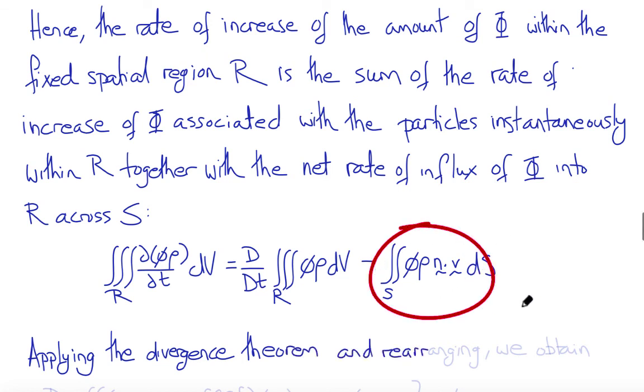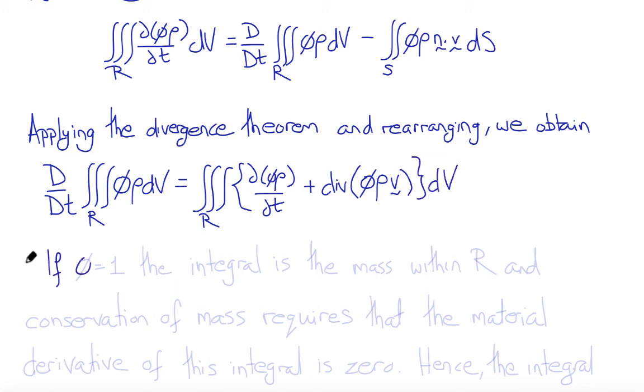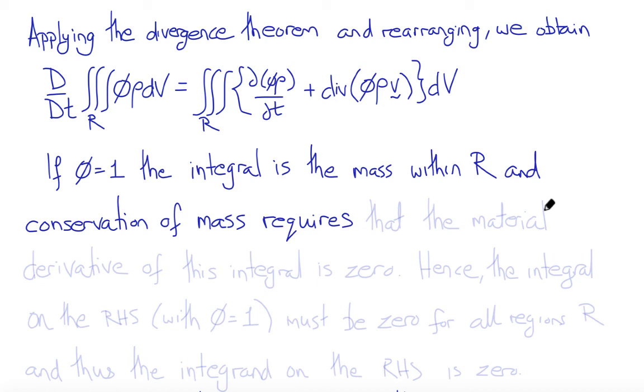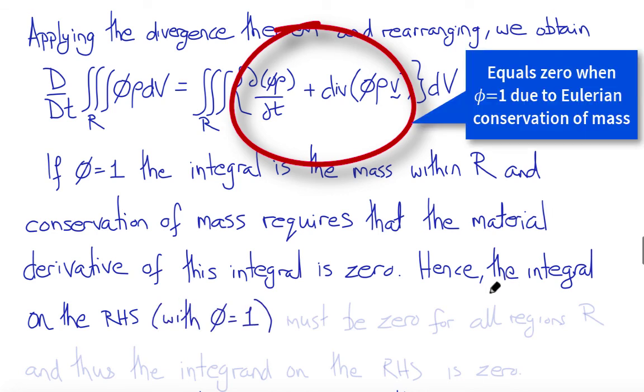Now applying the divergence theorem and rearranging so that we convert the surface integral into a volume integral, we would obtain that the material derivative d/dt of the volume integral over R of phi rho with respect to volume is equal to the volume integral over R of ∂/∂t of phi rho plus the divergence, from the divergence theorem, of phi rho times the velocity vector v, integrated over the volume. Now in the case when phi is equal to 1, the integral on the left-hand side is the mass, and the material derivative of this integral is 0. Hence, the integral on the right-hand side, in the case when phi equals 1, must be 0 for all regions R, and thus the integrand on the right-hand side itself is 0.